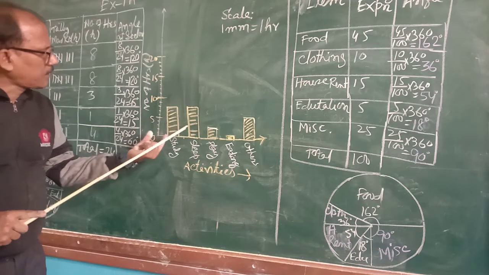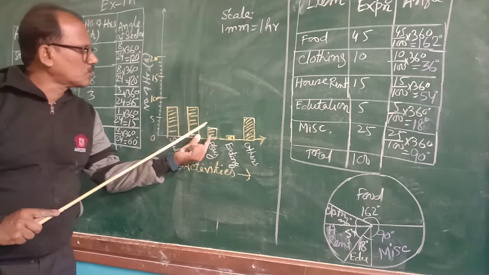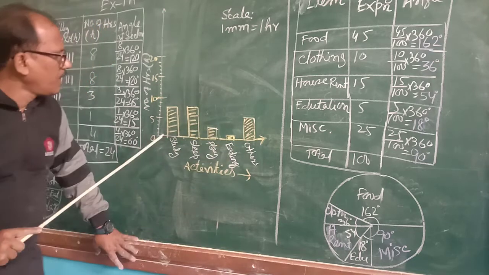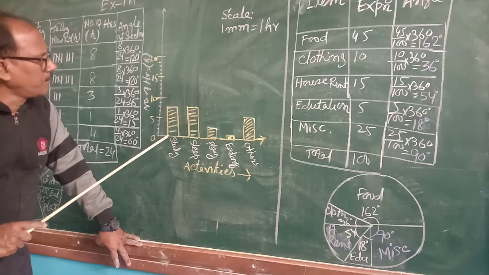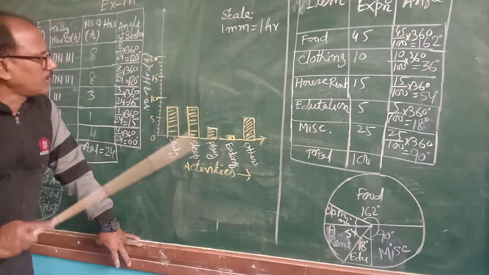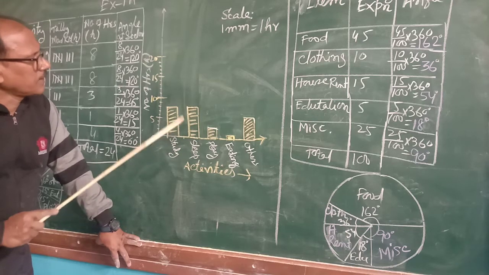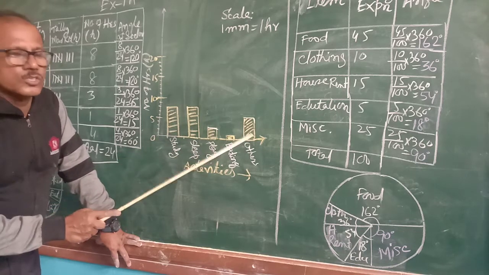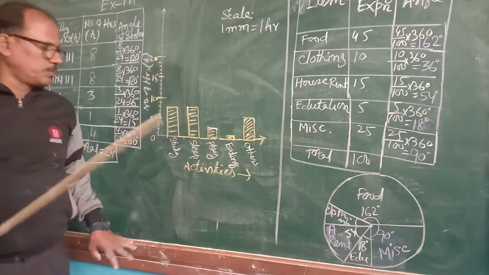Then after 0, you have taken some distance. That distance should be maintained everywhere. And after that, the thickness of the bar is as you like. You can keep 3 mm thick, you can keep 5 mm thick, you can keep 10 mm, or 1 centimeter thick. That is up to you. But each bar has to be equally thick. The thickness of this, this, this, this, this, all the same.